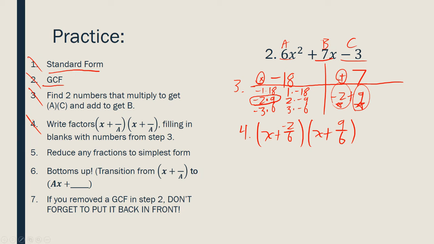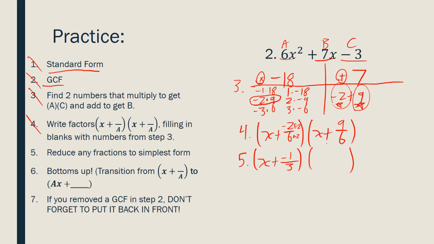Now I need to reduce any fractions to simplest form. So step 5, I'm going to reduce any of these fractions that I can. Well, -2 over 6, notice a 2 goes into both of these numbers. If I divide the top and the bottom by 2, I get -1 over 3. And that is my reduced fraction. I can't simplify that one anymore.